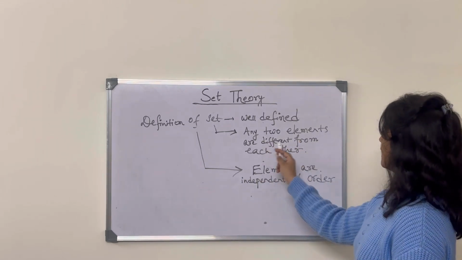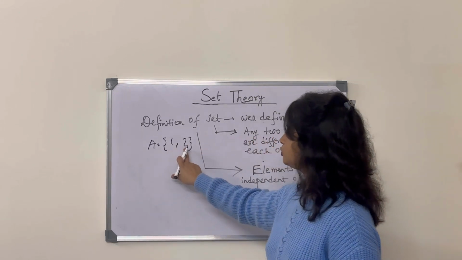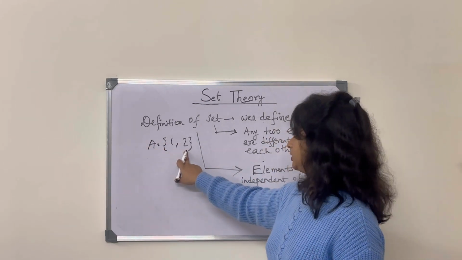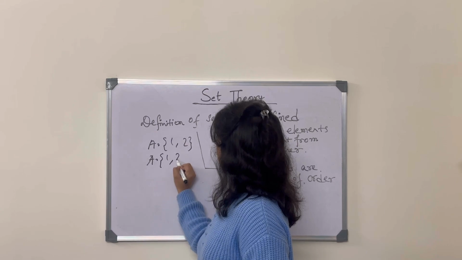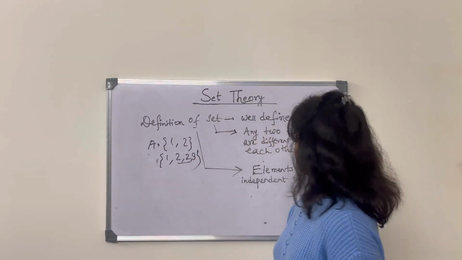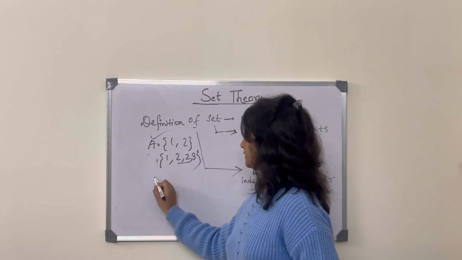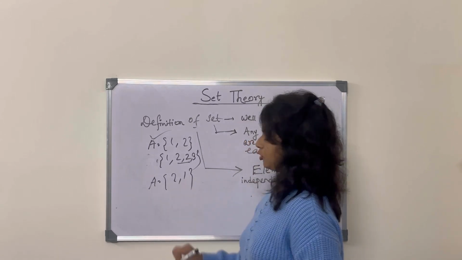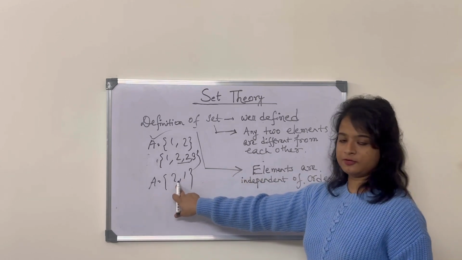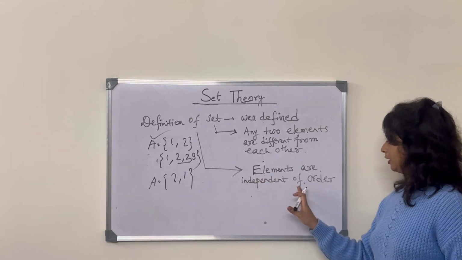And any two elements are different from each other. That means this is a set, because there are two elements in this set, 1 and 2, and they are not equal to each other. But actually this is not a set because these two elements are equal to each other. Next, elements are independent of order. That means this is a set obviously and this can be a set also. That means the elements are independent of order. We can write 2 at first then 1. We can write 1 then 2. It doesn't matter, okay? Elements are independent of order.